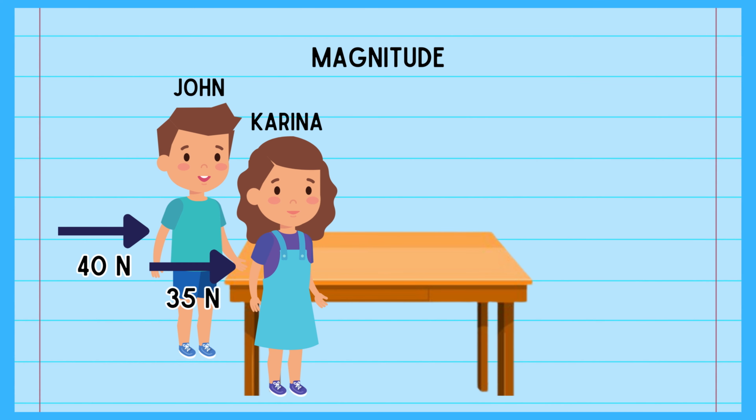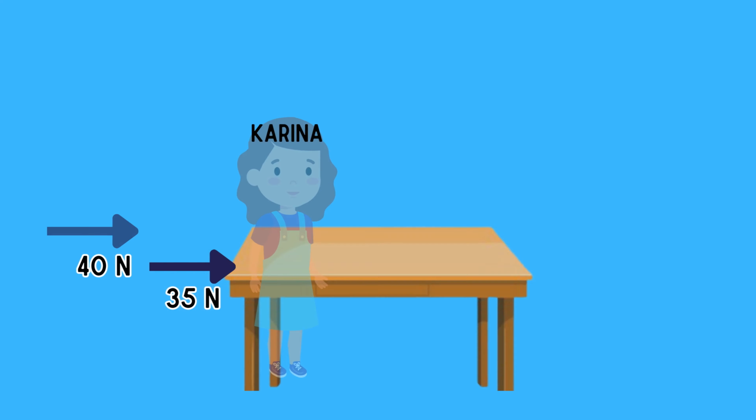Now, John and Karina want to push this table further. John applies a force of 40 newtons, whereas Karina applies a force of 35 newtons. The total force or the net force applied is 75 newtons.